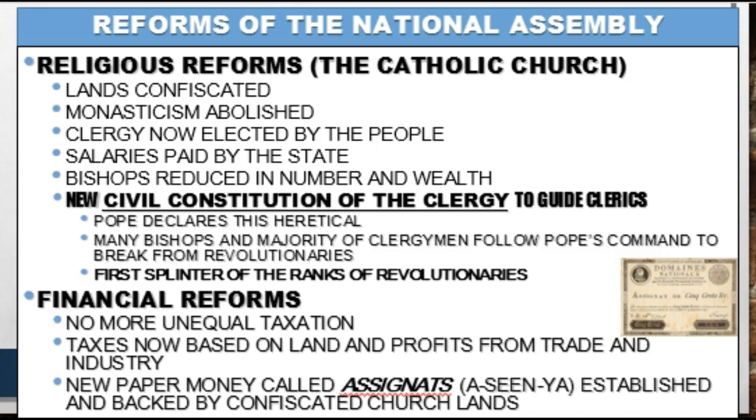The result of the Civil Constitution of the Clergy was that it deeply divided France over the issue of religion. Obviously, the Pope is going to condemn the act as an attempt to subjugate the church, and half of French priests refused to accept it. These priests that refuse to accept the Civil Constitution are called refractory clergy. You'll hear me talk about refractory priests.